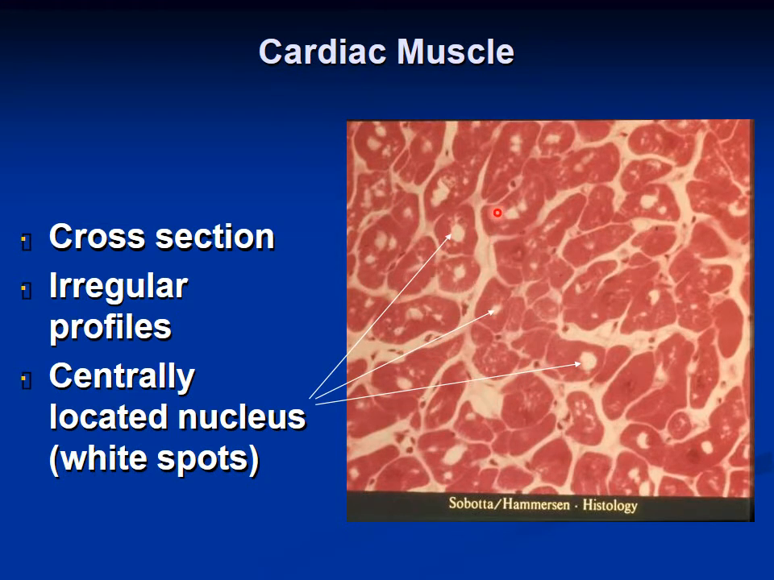This is the cross section of cardiac muscle cells. If we see this diagram, this is a cross section of a single cardiac muscle cell. We see an irregular pattern. This white structure shows the centrally located nucleus. Some have a nucleus, some do not, because it is centrally located. So if we cross section it, some sections have a nucleus and some have none.